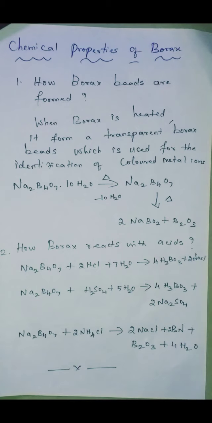So far, children, we saw the important ores of boron, then the physical and chemical properties and uses of boron, then compounds of boron. The first compound is borax, whose formula is Na2B4O7.10H2O. Its preparation, properties and uses are over. In the next video, we will see the second compound of boron.